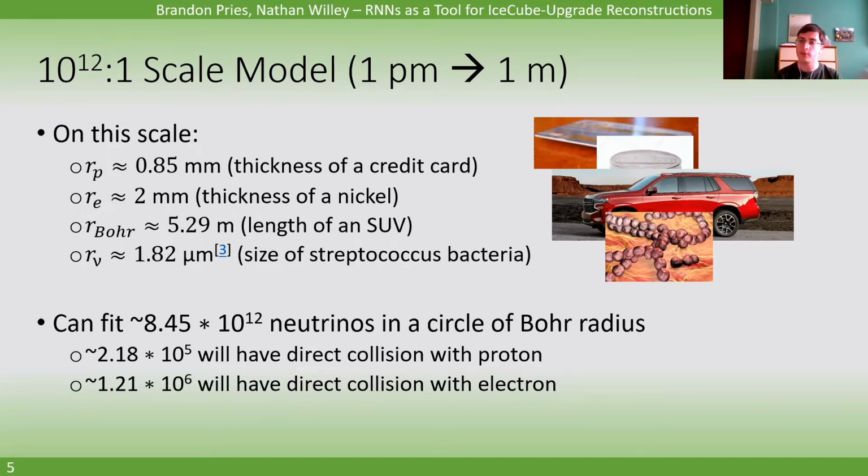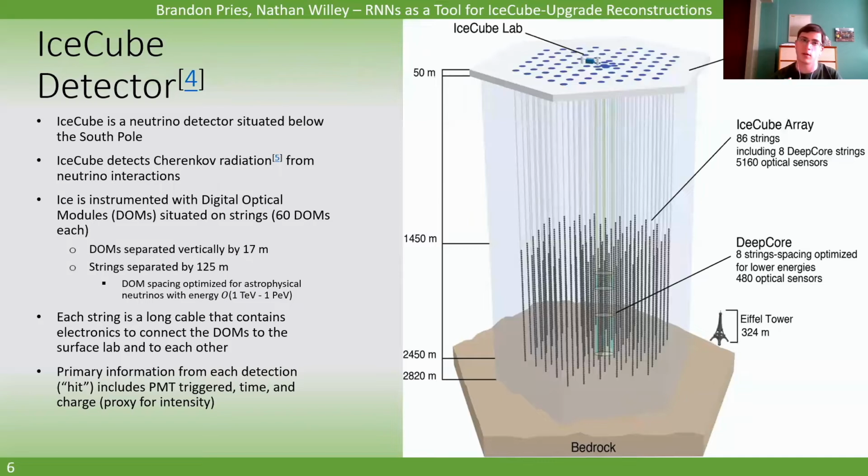So in order to compensate for that, you need to build a really big detector, and that is where IceCube comes in. It's a neutrino detector situated below the South Pole, about 1.5 kilometers to 2.5 kilometers down. It uses a cubic kilometer of Antarctic ice, hence the name. IceCube detects Cherenkov radiation from neutrino interactions.